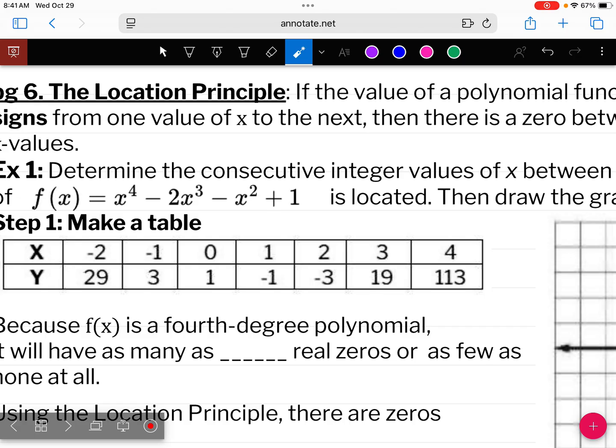So if we look at this table here and we look at our y values, do we see any places where it switches from positive to negative or negative to positive? Where?